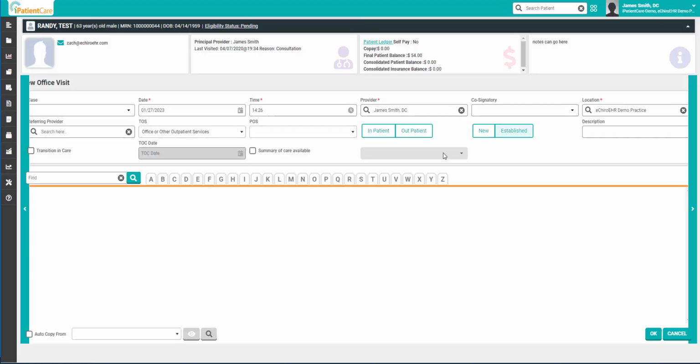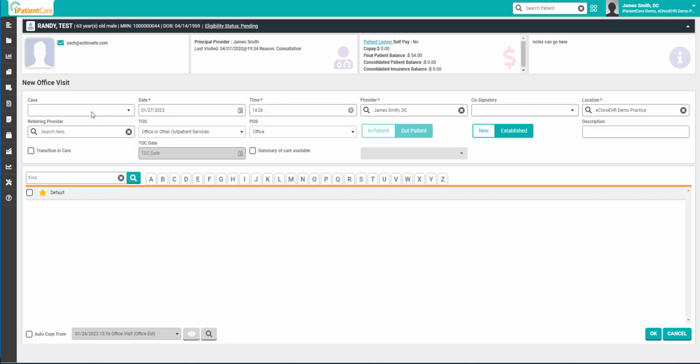It will open up a window or a screen that will allow us to complete and choose what case that we're working on. So if there are a number of cases that could be individual payer groups that are responsible for the treatment that's being provided, that would be selected there. The date of the note, you can go backwards in your date, but you can't date forward. And of course, it will automatically choose the time as it is.